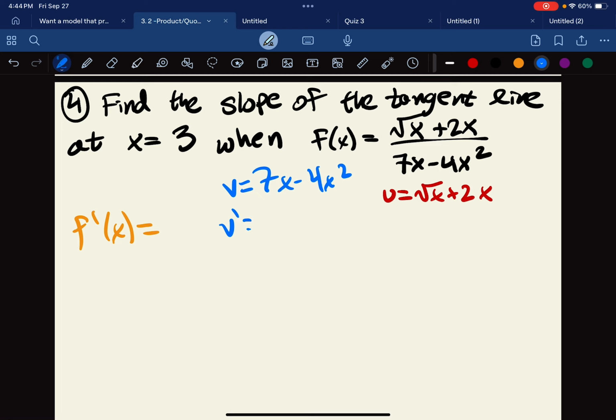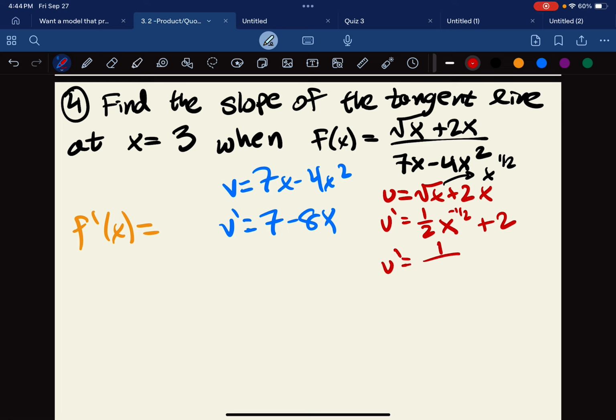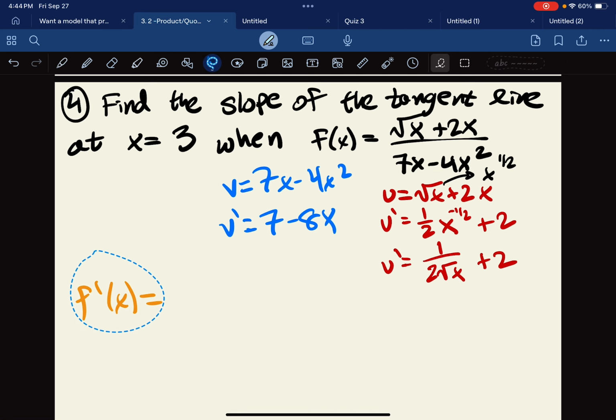So the derivative of our denominator is going to be 7 minus 8x, and then the derivative of our numerator is going to be, right, because square root of x can be rewritten as x to the 1/2 power. So if we do that with the power rule, that 1/2 comes down in front, x, and then we subtract 1 from the power. 1/2 minus 1 is negative 1/2, and then plus 2, because the derivative of 2x is just 2. So u prime equals 1 divided by 2 square root x plus 2. So now we just need to plug this into our quotient rule formula.